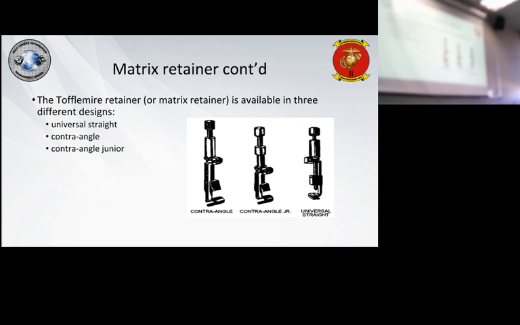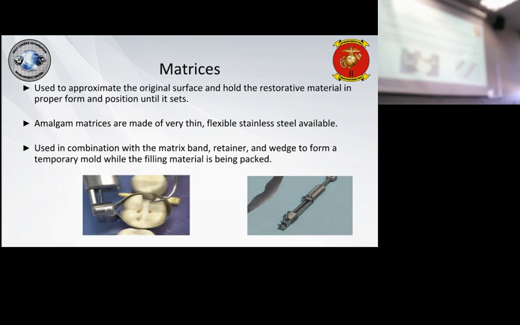We have a Tofflemire retainer. This is available in 3 different designs. You have a universal, contra angle, and contra angle junior. Alright, these matrices are used to approximate the original surface and hold the restorative material in proper form and position until it sets. Alright, once it sets, then they're going to use a carver and everything like that to trim it down. Right, and then they're going to ask you to bite down, to make sure you have a natural bite.